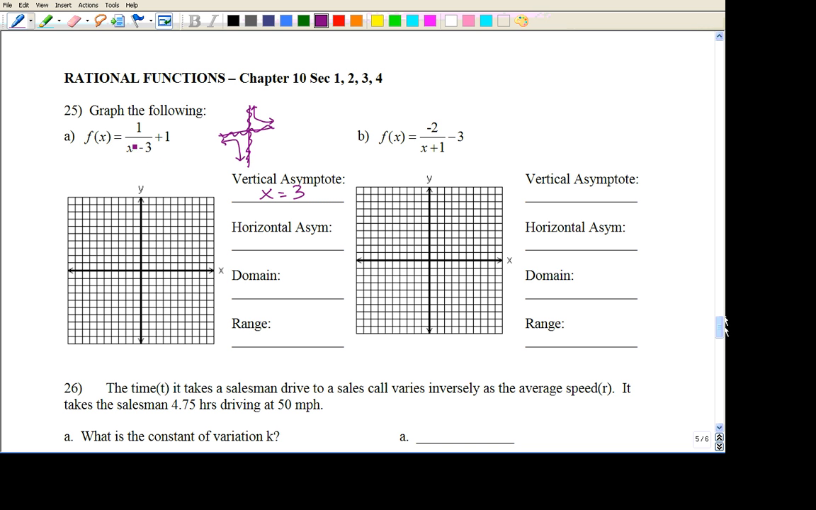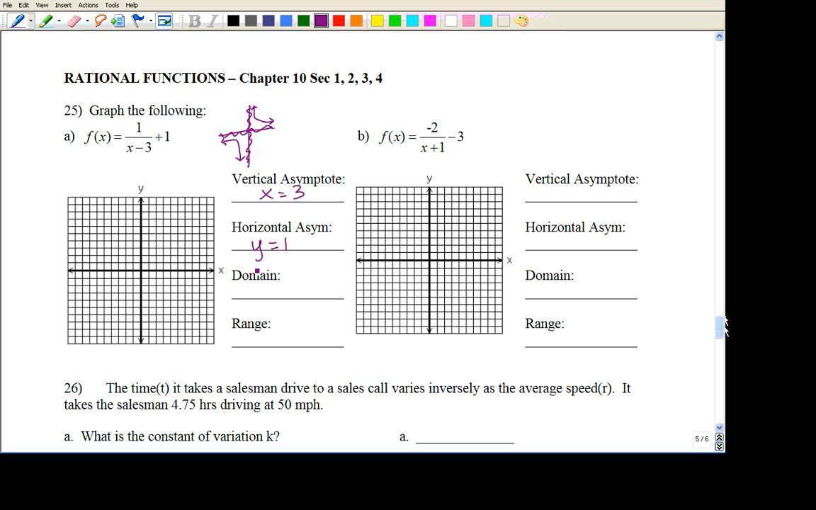So then if we've moved it, anything with the x, remember that's the left and right, and it'll be the opposite. So minus 3 means we went to the right 3, and then this plus 1 means we went up 1. So the asymptotes would do the same. The vertical went to the right 3, and the horizontal asymptote will go up 1, y equals 1.